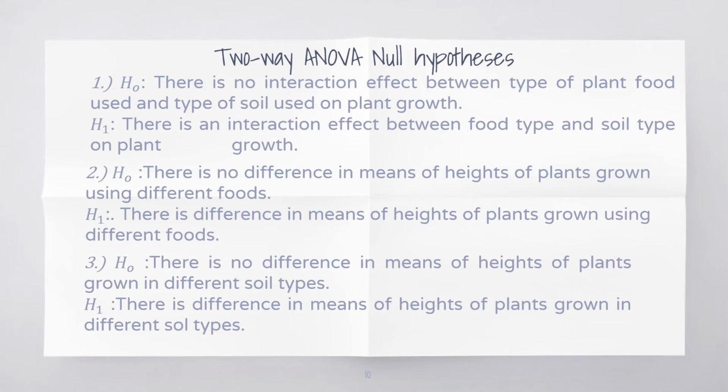There is one for each of the two independent variables and one for the interaction. So we have one for each independent variable and one for the interaction effect, which means we're going to have three sets of hypotheses.